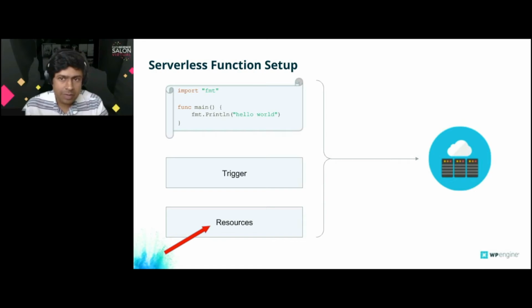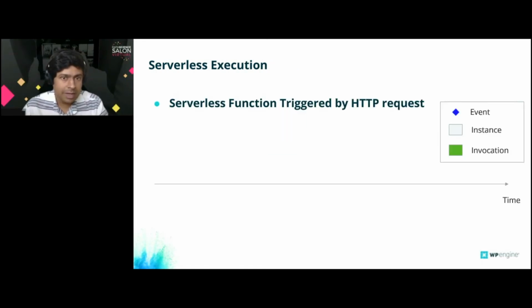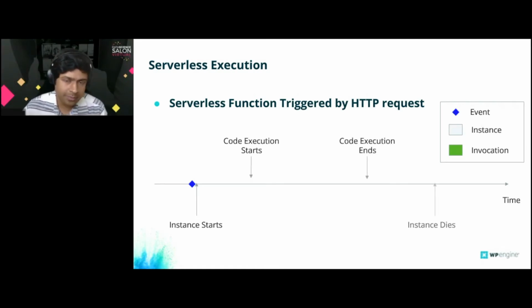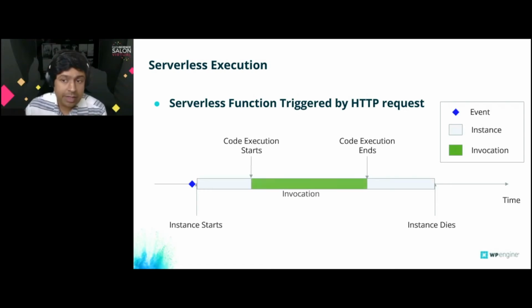So now let's assume that we have a serverless function that gets triggered by an HTTP request. When that HTTP request triggers the function, the serverless provider will start up an instance to run the function on. Sometime after that, the code itself starts executing. And then once it's done, assuming no other requests come in, the instance will die out. So let's use this gray box to denote the time that the instance is running, and this green box for the invocation of the code. You're only billed for the actual invocation time.